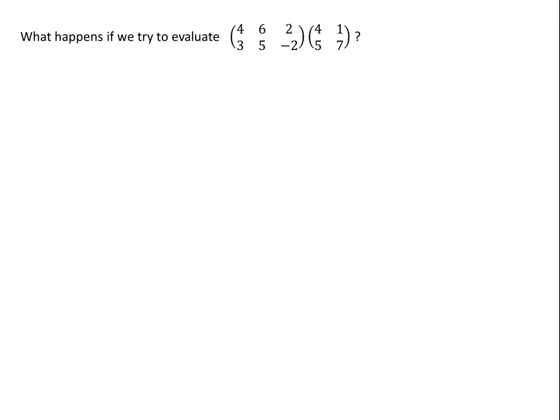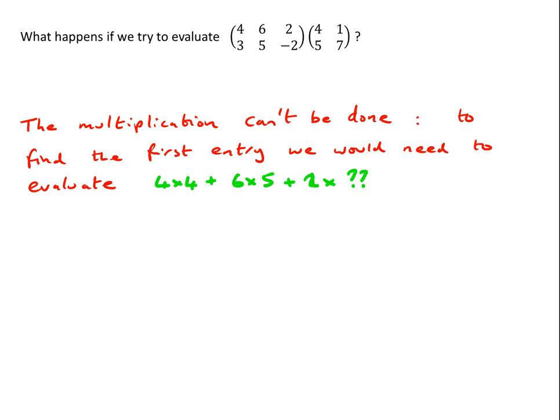But what happens if we try to evaluate this multiplication? So what have we got? We've got a 2 by 3 matrix multiplied by a 2 by 2 matrix. And if we were to start this off, the first calculation that we would try to work out would be 4 times 4 plus 6 times 5, but then we wouldn't know what to do with the 2. What are we going to multiply the 2 by? So that simply cannot be done, that calculation.